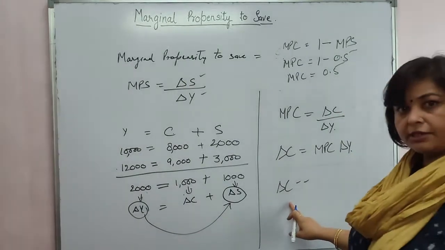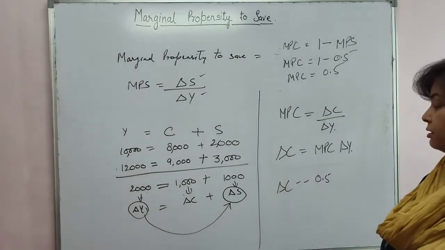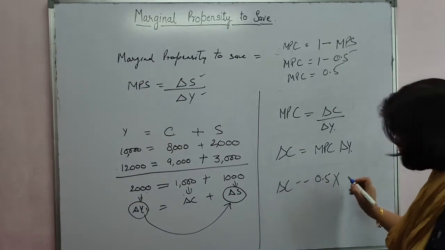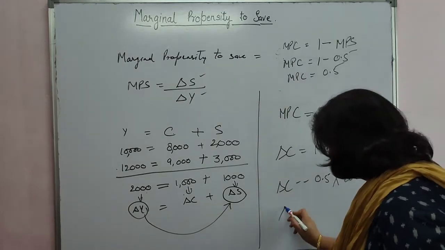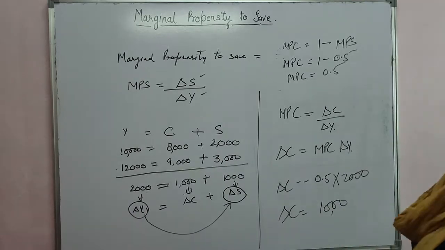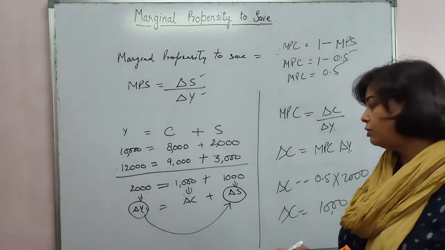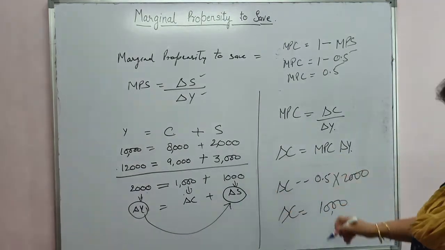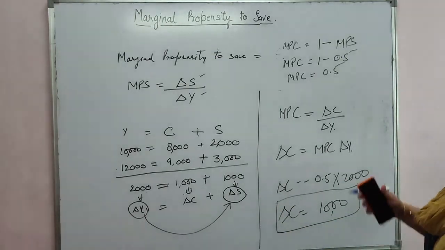So if you have to calculate the value of delta C, we can multiply MPC into 2000. So delta C is equal to 1000. The value is the same because we are consuming. Change in consumption is 50% and change in saving is also 50%. That is why the value of delta C and delta S is the same in this example.